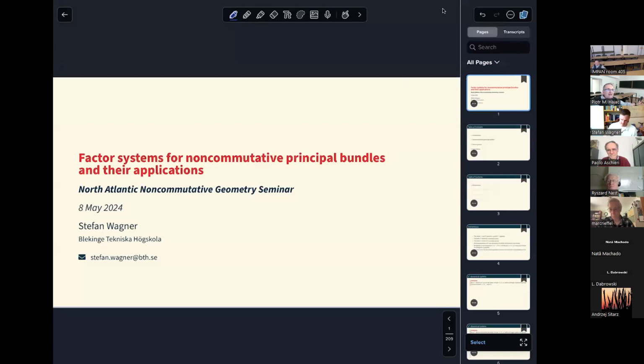It is my great pleasure to welcome Stefan Wagner, who is now in Sweden, right? And it will be a topic very dear to my heart: non-commutative principal bundles. So, factor systems for non-commutative principal bundles and their applications. The floor is yours, the Zoom is yours.